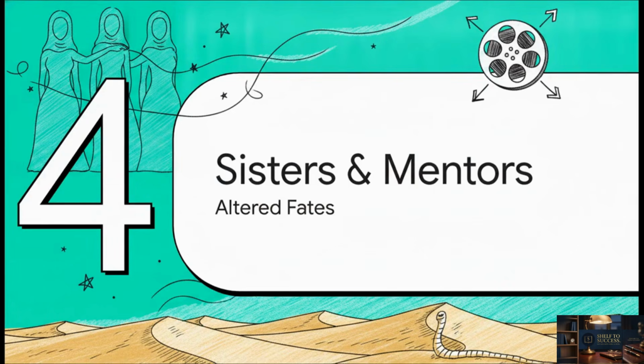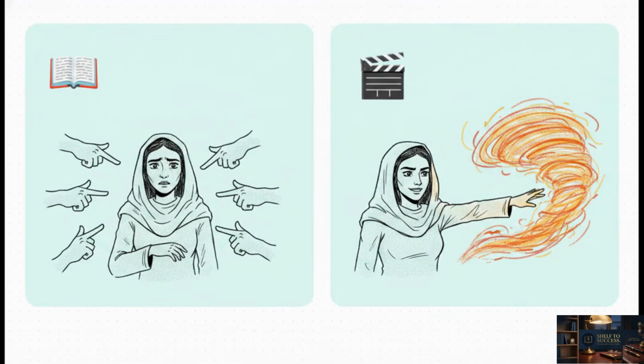Moving on to Section 4, sisters, mothers, and mentors. First up, we've got Lady Jessica. In the novel, a really major subplot involves Jessica being suspected by both Gurney Halleck and Thufir Hawat as a Harkonnen traitor, and she is initially highly cautious of Paul's burgeoning, terrifying power.